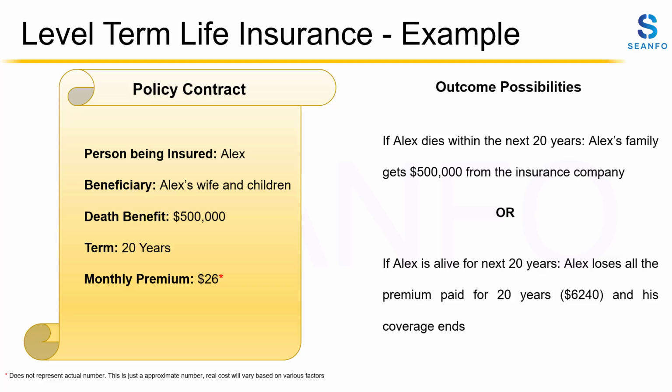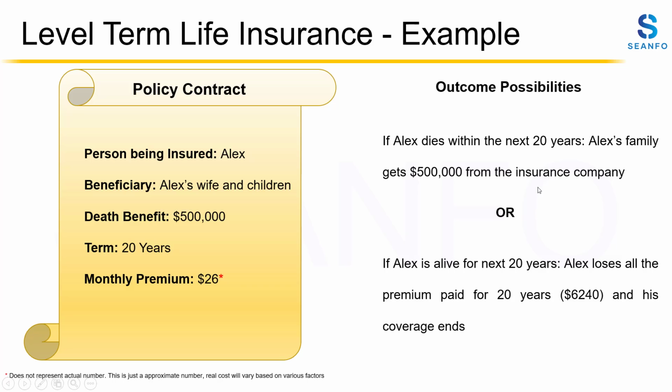Here's an example. Let's say a person named Alex of age 35 wants to get a level term policy with the death benefit of $500,000 for a term of 20 years to protect his wife and children. So he applies for an insurance policy. If the insurance company approves the policy request, it will come up with a contract that will state the monthly premium that Alex has to pay for the requested benefit.